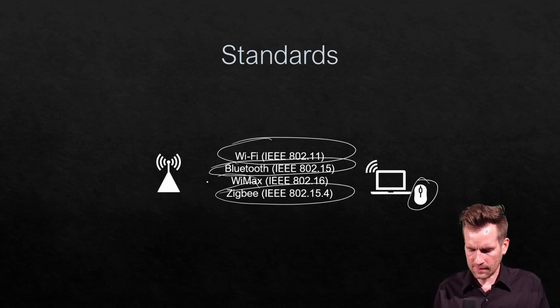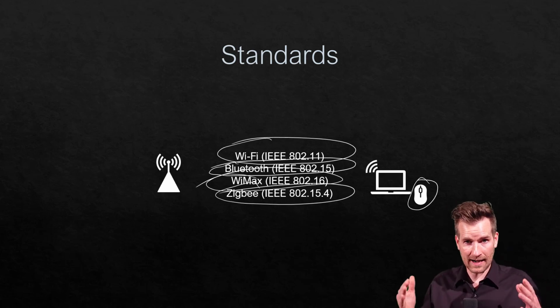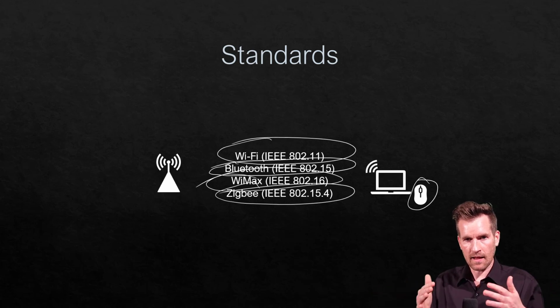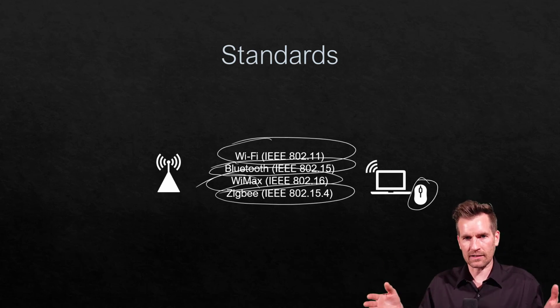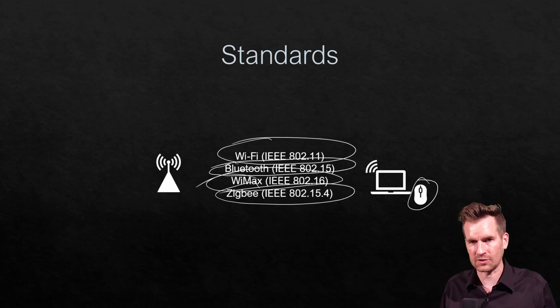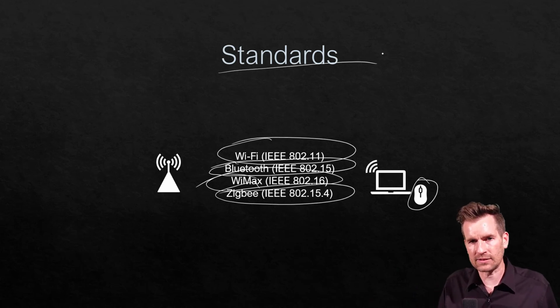And then you've got something like WiMAX, and WiMAX is a metropolitan area network. So somewhere within a city, they have a mesh network that you can connect to and get internet service providers. So there's lots of different standards that are out there that allow some of this wireless communication to happen.